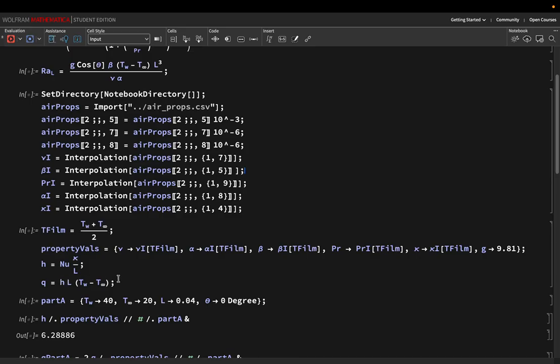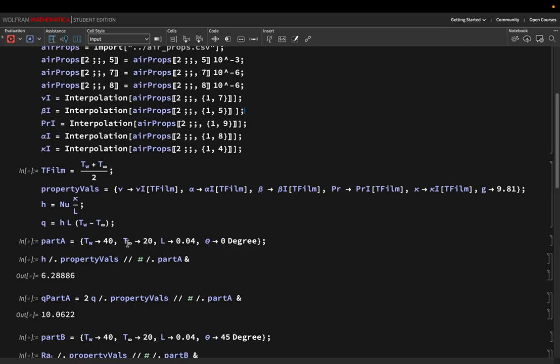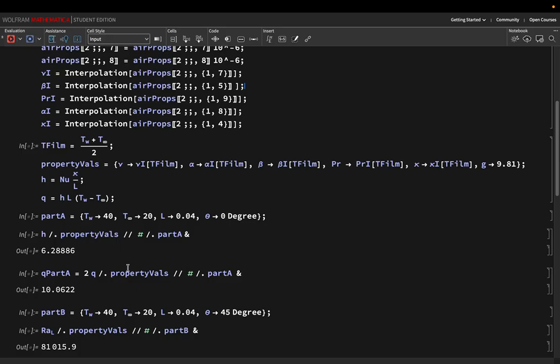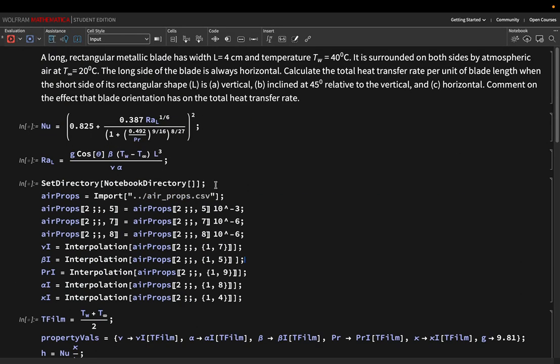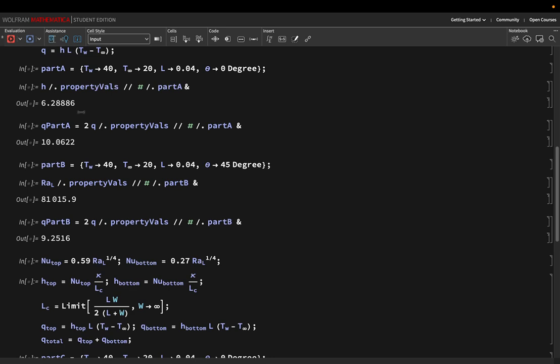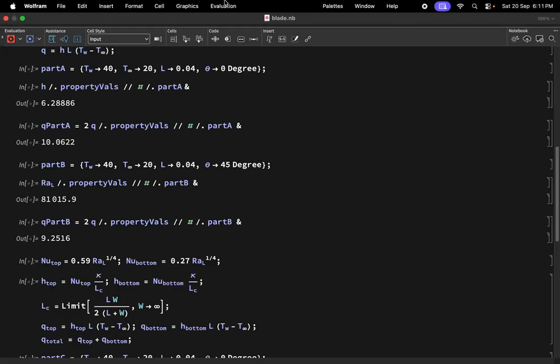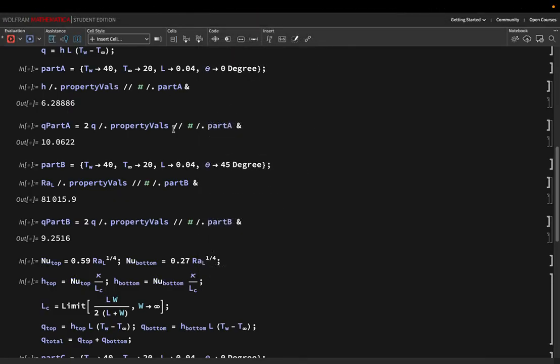So there are three different parts to the problem. In the first part, we have Tw to be 40, T infinity to be 20, and theta is 0 degrees. In the second part, we have Tw to be 40, T infinity is 20, but theta is 45 degrees. If I substitute the values into this correlation and compute the heat transfer, I'm getting around 10 point something, and then 9 point something, which is as we predicted. When there is an inclination, your effective Rayleigh number is reduced, and because of that, your net heat transfer is also reduced.